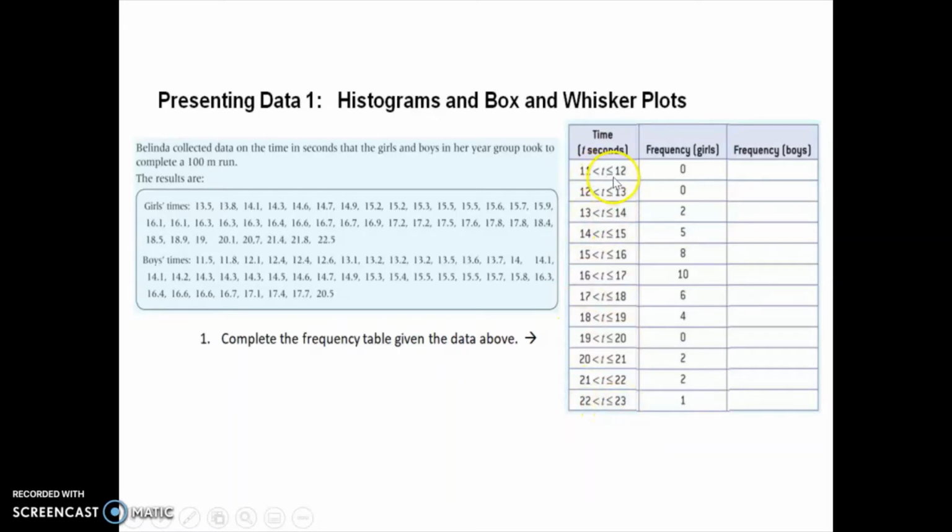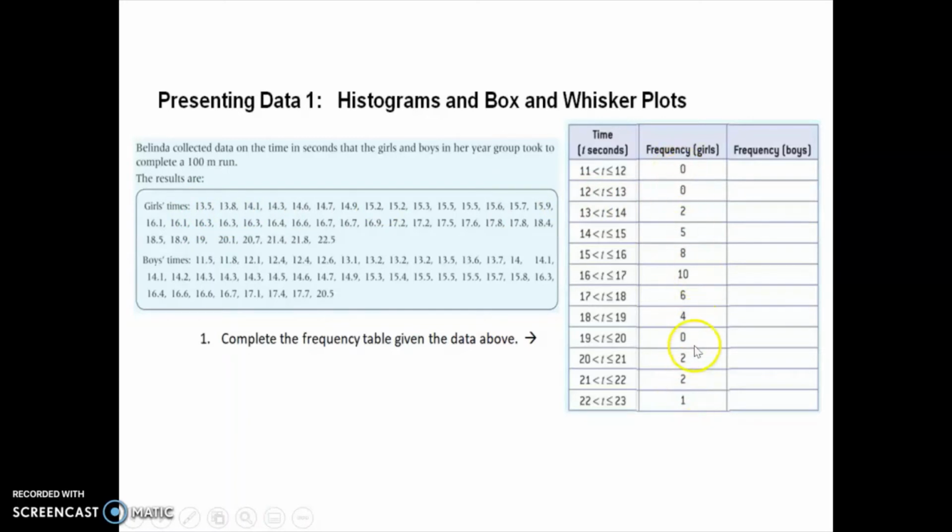Notice again, here it is not equal to 11, but equal to 12. So anything between 11 and 12, not including 11 but including 12, and on and on. And for the girls, this has already been done for you. There were no girls with a time between 11 and 12, none between 12 and 13. Two girls, as you can see, ran between 13 and 14 seconds, and on and on.